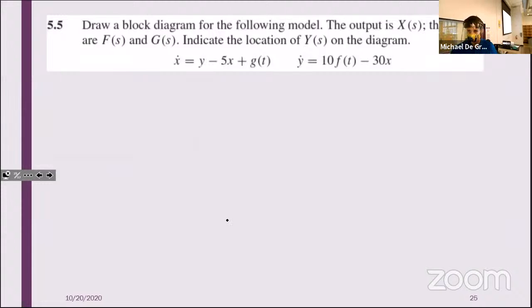Guess what? You get to draw the block diagram for the following model. The output is x of s and the inputs are f of s and g of s. It's a two-part model. Oh, very exciting.